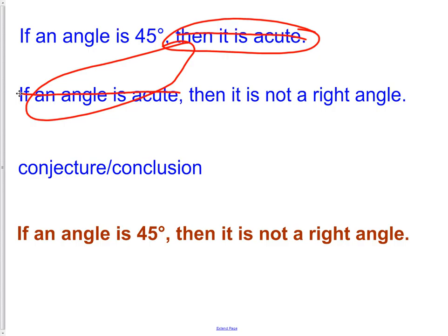If you have any questions about the law of syllogism, the law of detachment, or anything about deductive reasoning, please bring your questions to class tomorrow.